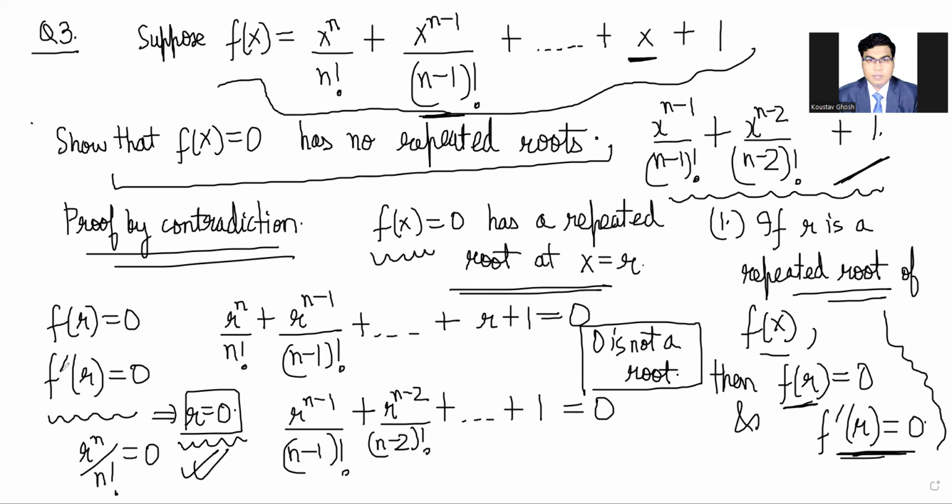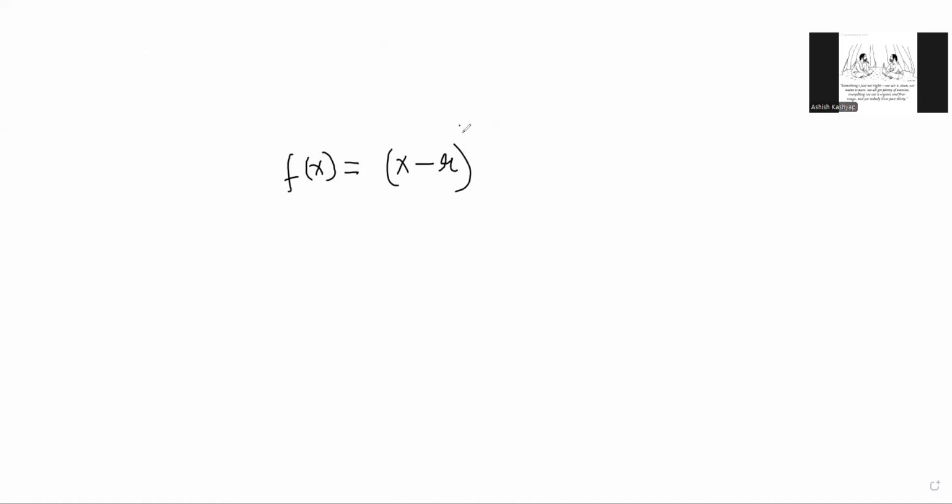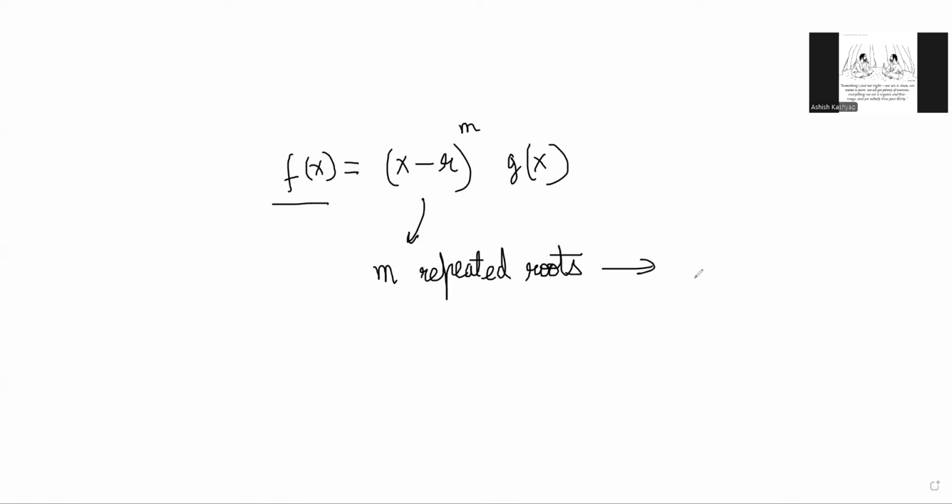Yes, sir. Okay. Is the condition because the graph touches the x-axis? No, it is the simple condition. It is because of (x minus r)^m and g of x. Let's say f of x has m repeated roots, and each root is r. This is your f of x. Do you understand what I'm saying right now?